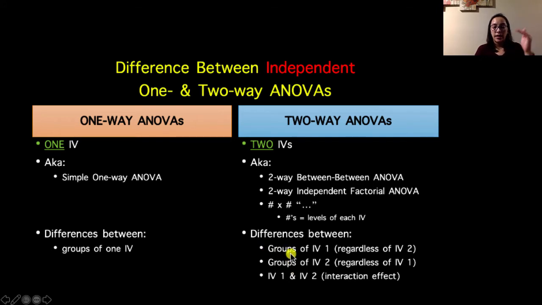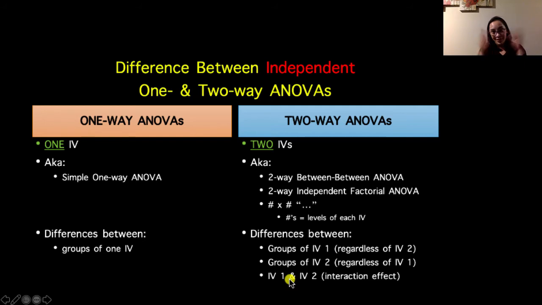Okay, but the primary difference here is that we're going to be looking at not only the effects of each independent variable individually, right? So let's say we had independent variable 1, we would look at all of the measurements for independent variable 1 regardless of independent variable 2. We could also do the same thing for independent variable 2, right, and look at all of our measurements for that variable regardless of the first independent variable.